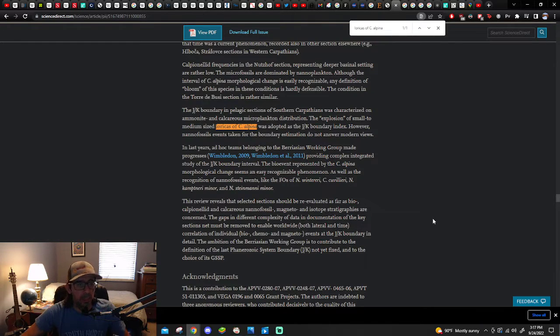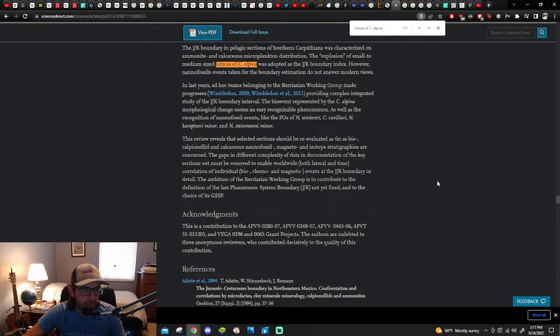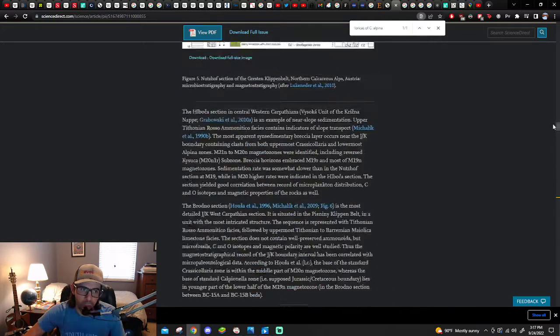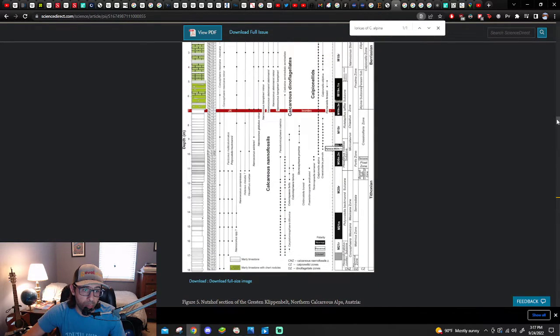Feels that the selected sections should be reevaluated as far as bio-isotope stratigraphies are concerned. The gaps in different complexity of data. I need to eat. I should just stop what I'm doing here. I didn't see any proof of soft tissue.